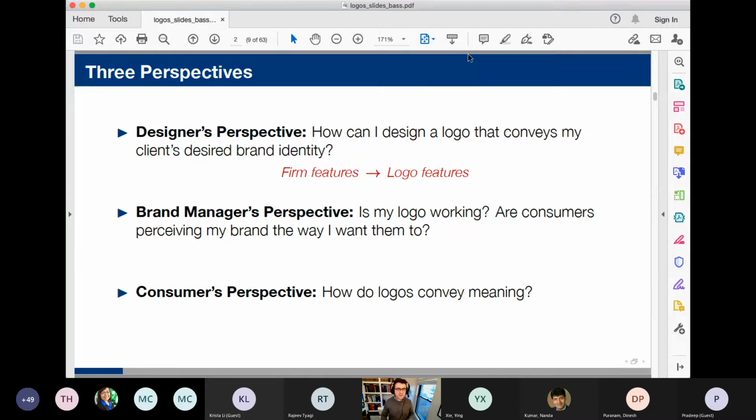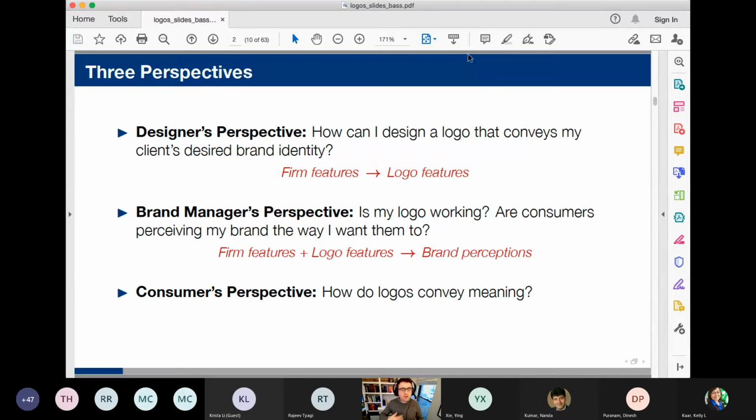That's very different than the perspective of the brand manager from a data perspective, who would be given a logo or a set of logos from which he or she has to choose, in addition to, of course, having information about the firm. But their task is to understand how that would impact consumers' perceptions, brand perceptions. So all of the things under the firm's control, including the logo, are inputs to this process, and brand perceptions, understanding how consumers might perceive this firm, are really the outputs.